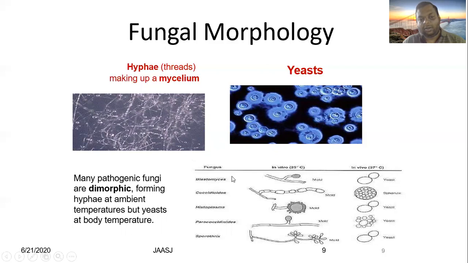But some fungi are dimorphic, not all. Some are only yeast, unicellular species like Cryptococcus. Some may have hyphae only, like Aspergillus. But Blastomyces, Coccidioides and Histoplasma are dimorphic.